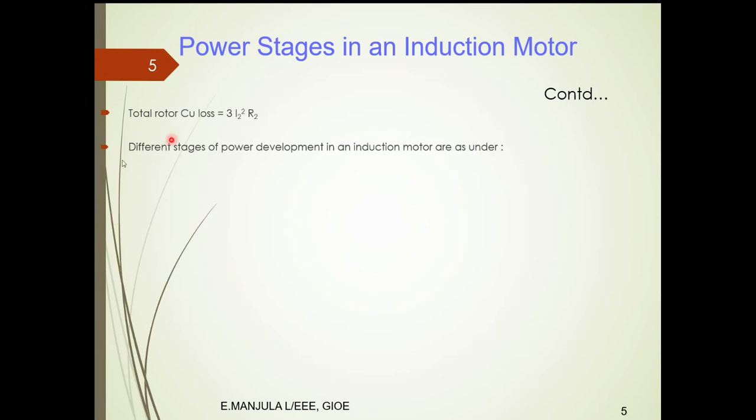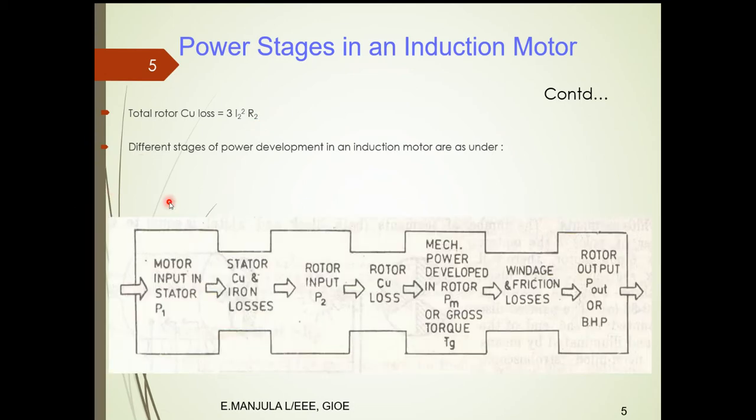Here this is the total rotor copper losses, which, as it is three phase, is equal to 3 into I2 square R2. I2 here represents the rotor current, and R2 is the rotor resistance. So what are the different stages of power development in an induction motor?